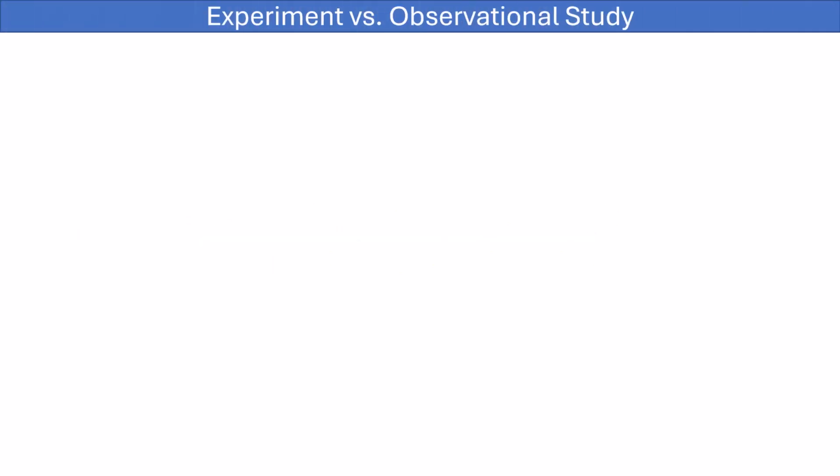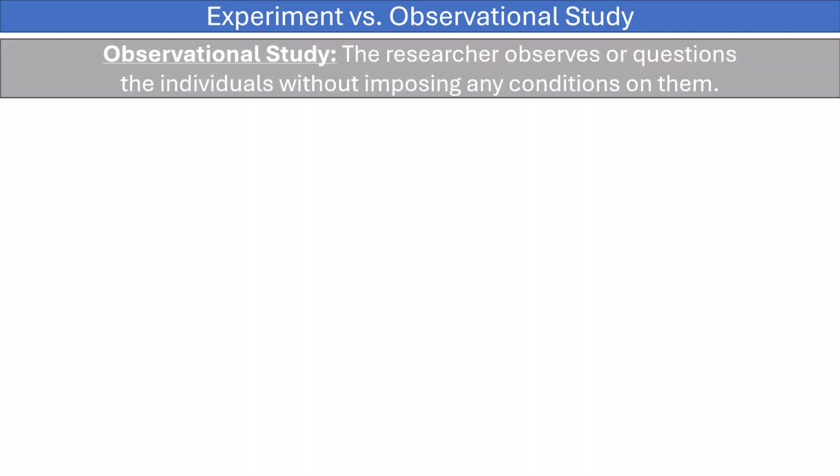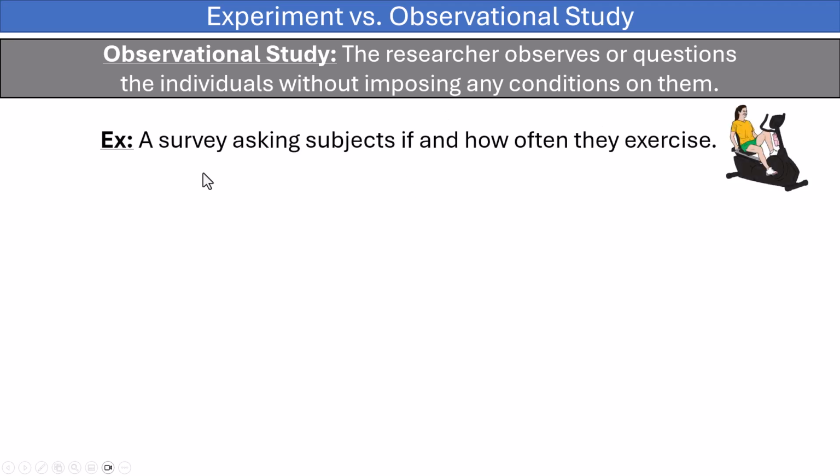Let's first talk about the difference between an experiment and an observational study. In an observational study, the researcher observes or questions the individuals without imposing any conditions on them. For example, we may have a survey where we just ask subjects if and how often they exercise. We're not telling certain people to exercise more or less, or putting them on any specific exercise regimen. We are just asking them if they do exercise, and if they do, how often. So this would be an example of an observational study.